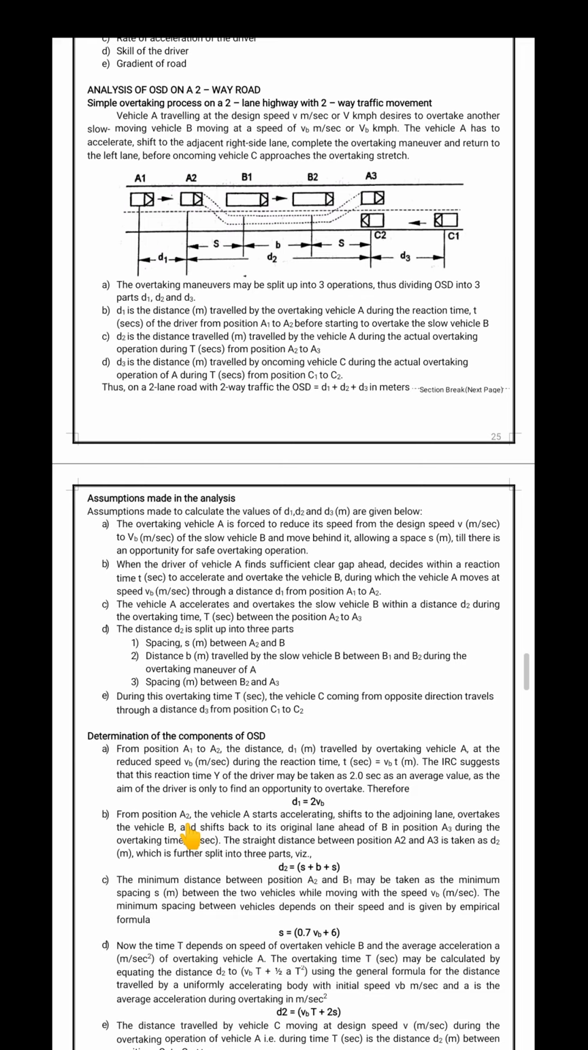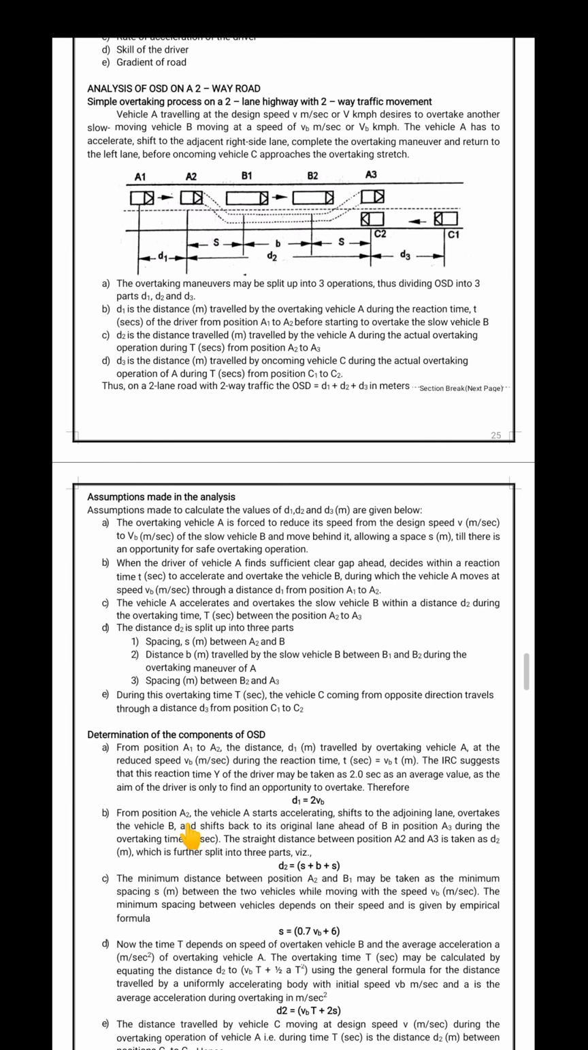Then you will have to check whether the space is available or not. Then thereafter you can accelerate your vehicle to take the overtake. This is the usual procedure that we generally follow, isn't it? So whenever you are driving the vehicle, these are the rules you are going to follow, isn't it?